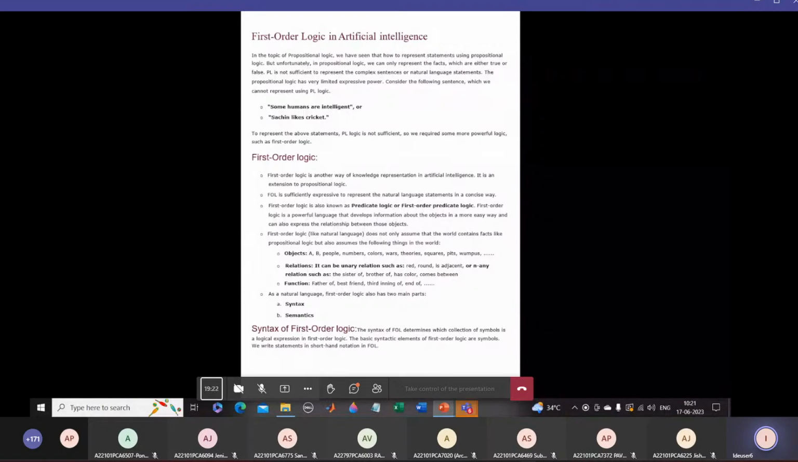So it has very limited power. You can say only yes or no. Take this example: some humans are intelligent, or Sachin likes cricket. These things cannot be represented with the facts of propositional logic. So what is this first order logic? Propositional logic is one way of representing knowledge. The other way of representing knowledge in artificial intelligence is first order logic.